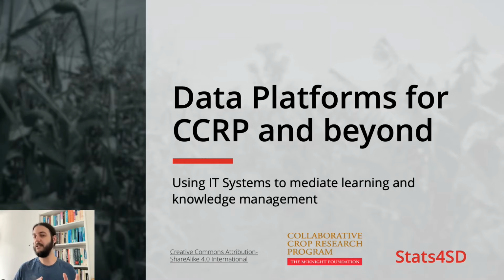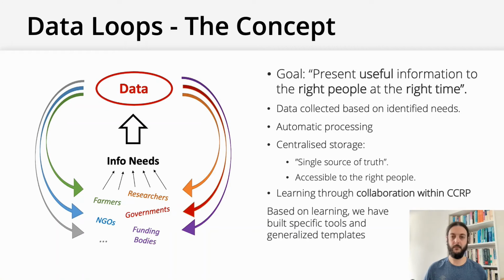But first, we need a bit of context. Around 6 years ago in RMS, we were talking about the concept of data loops as an extension to the standard data flow in research, where we could use automation and cloud-based tools to make it easier to achieve the main goal of presenting useful information to the right people at the right time. We spent a lot of time exploring this idea, both internally and in collaboration with projects across CCRP, and based on this learning, we've built a series of platforms and templates, and I'd like to show you some of them now.